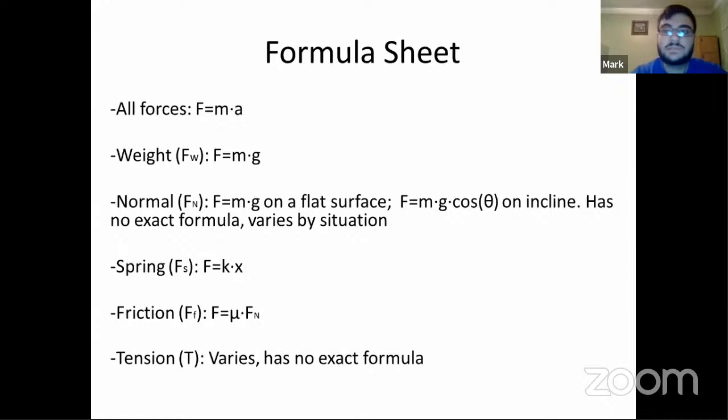Mu has two different types: static and kinetic. Kinetic is when an object is already moving, and it's usually lower. Static is when an object is at rest and you're trying to move it. It's usually higher. Tension, again, varies. There's no exact formula, just like normal force.